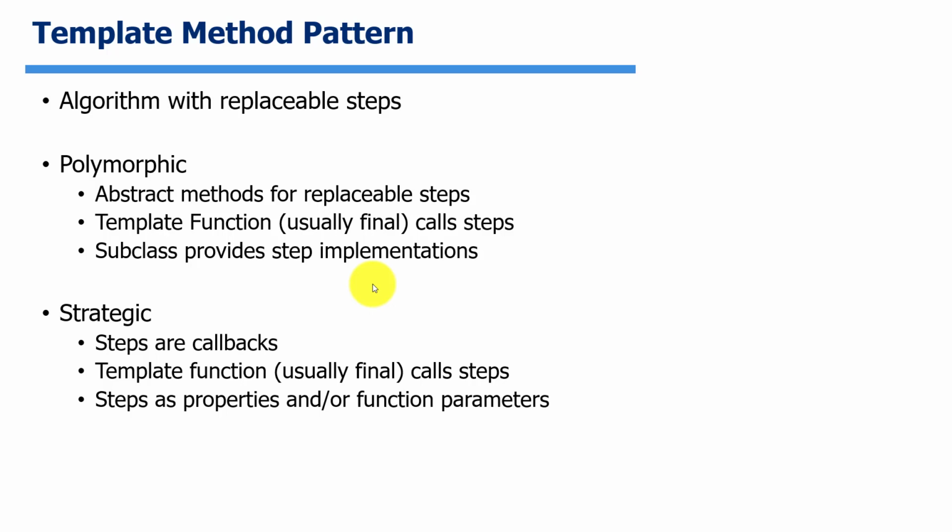It can be a callback via an interface. It can be a callback as a functional parameter. There's a bunch of different ways to implement those. Again, the template function is going to be usually final, and it's going to call those steps. The steps can be implemented either as properties in that class, so you can plug them in, or just function parameters to that template function.